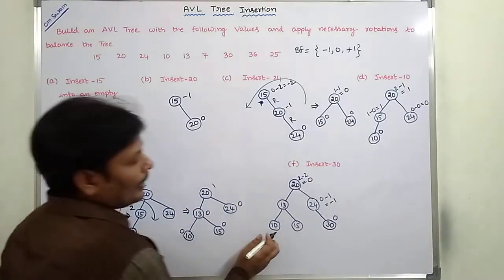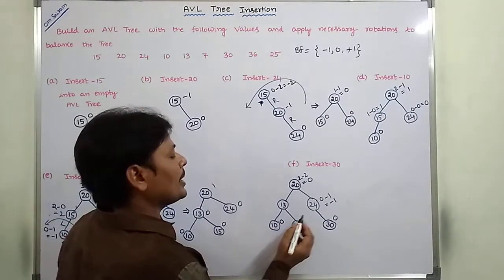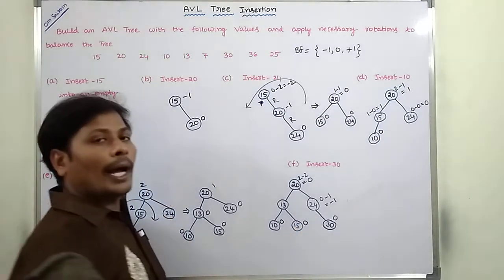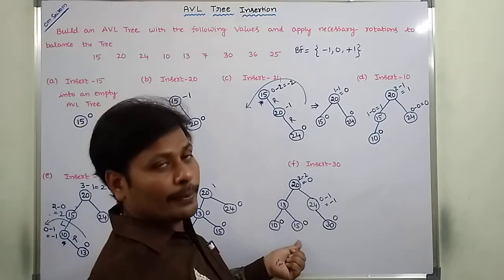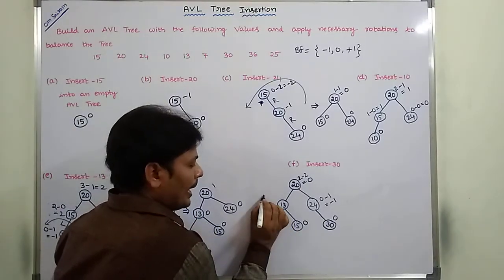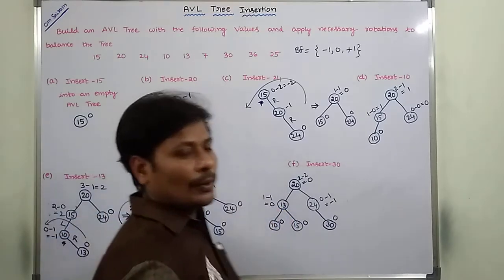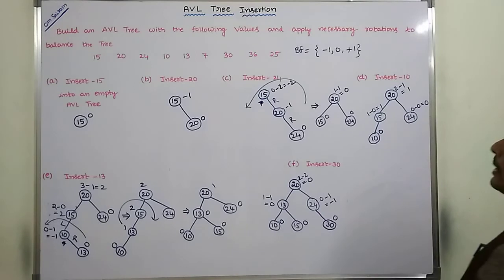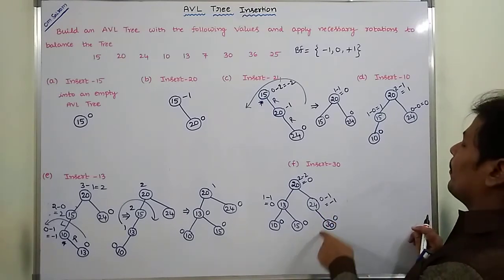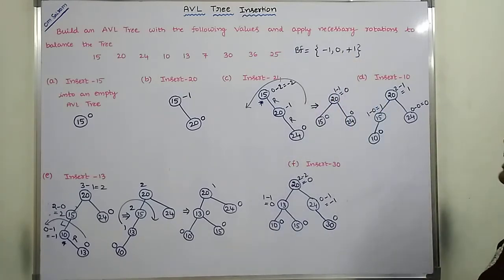Next, go for node 10. Height of left subtree 0, height of right subtree 0, 0 minus 0 is 0. For node 15, height of left subtree 0, height of right subtree 0, 0 minus 0. For node 13, height of left subtree 1 edge minus height of right subtree 1 edge, 1 minus 1, that is equal to 0. Now the balance factors are 0 and minus 1 only. So 0 and minus 1 are valid balance factors. Hence, we can say that it is an AVL tree.